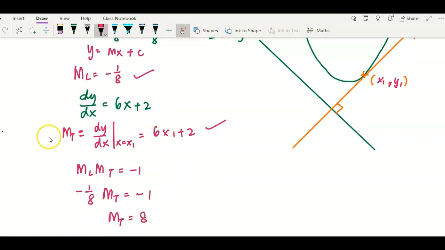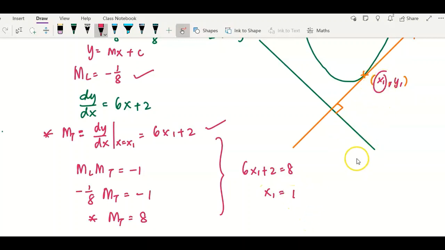Now these two values, I will equate them. The mT in terms of x1 has to equal 8. So 6x1 plus 2 equals 8, meaning that x1 equals (8 minus 2) divided by 6, which equals 1. So the x coordinate of the touching point, x1, equals 1. To get y1, I just substitute this x1 into my curve equation.